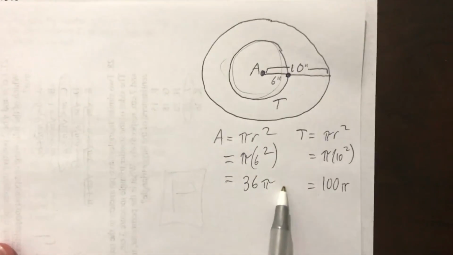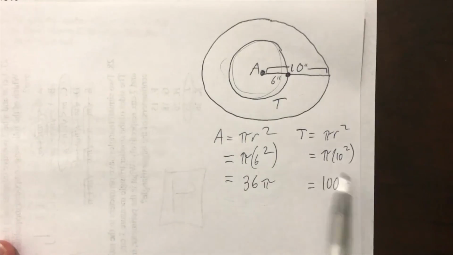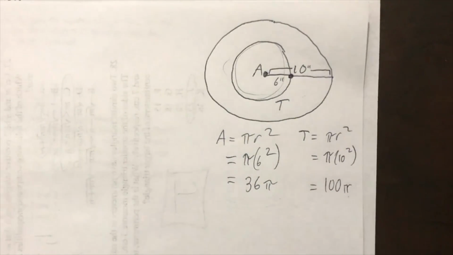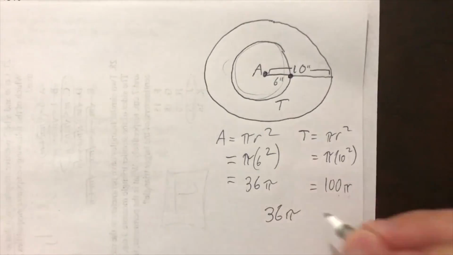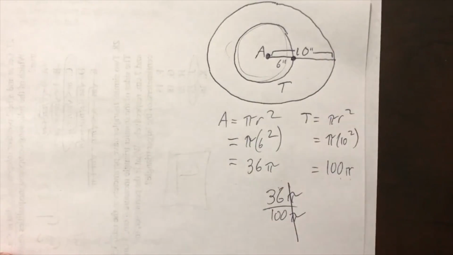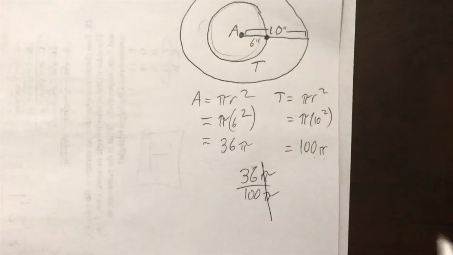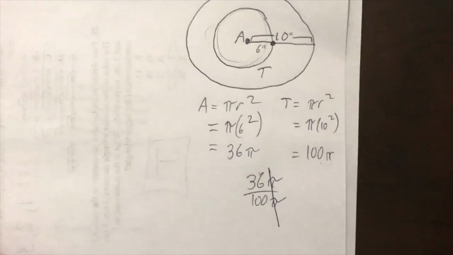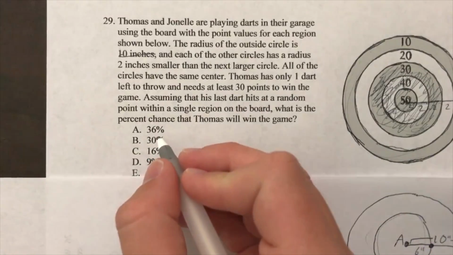So we have the winner circle area and the total circle. Since we're looking at the percent chance that he'll win, we take this part over that, right? 36 pi over 100 pi. The pi's cancel out. We have 36 over 100. 36 chances out of 100 he will win. That's what that means. So that's a 36% chance that he'll win. And that is one of our answers, A.